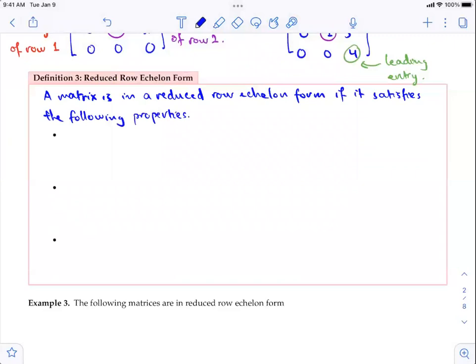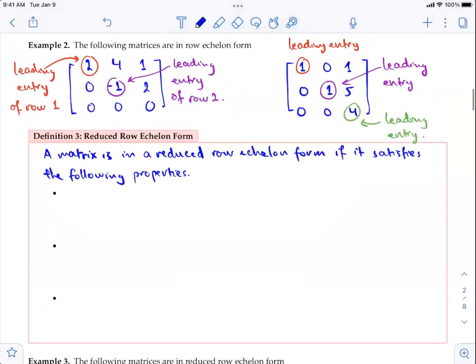All right, so you have one extra property compared to just the row echelon form. For the reduced row echelon form, the first property is very much the same as the one in the row echelon form. That is, any rows of zeros are at the bottom of the matrix.